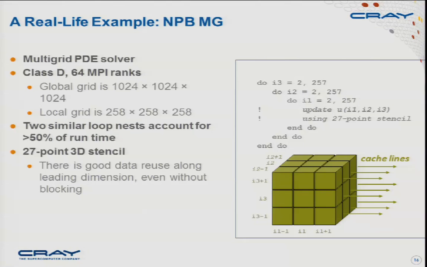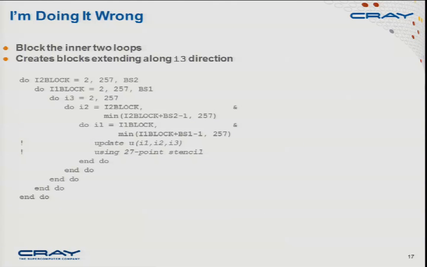So there is good data reuse along the leading dimension even without blocking, right? You have I plus 1, I minus 1. There's quite a bit of reuse in there, but we want to do even better. This falls under the class of maybe I'm doing it wrong, because on the first attempt, this person blocked the inner 2 loops and left the I3 loop to go the full extent of 2 to 257.